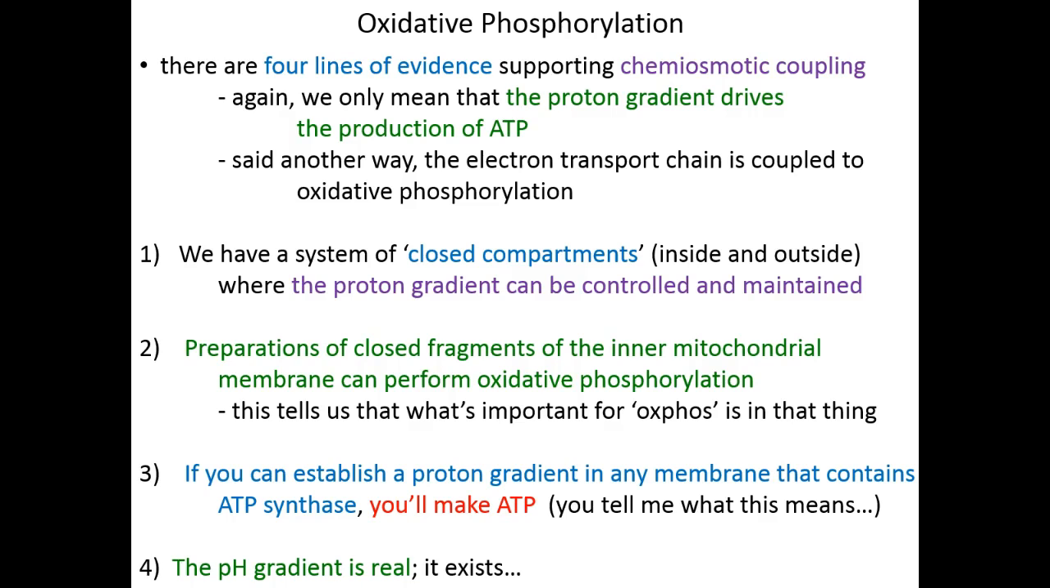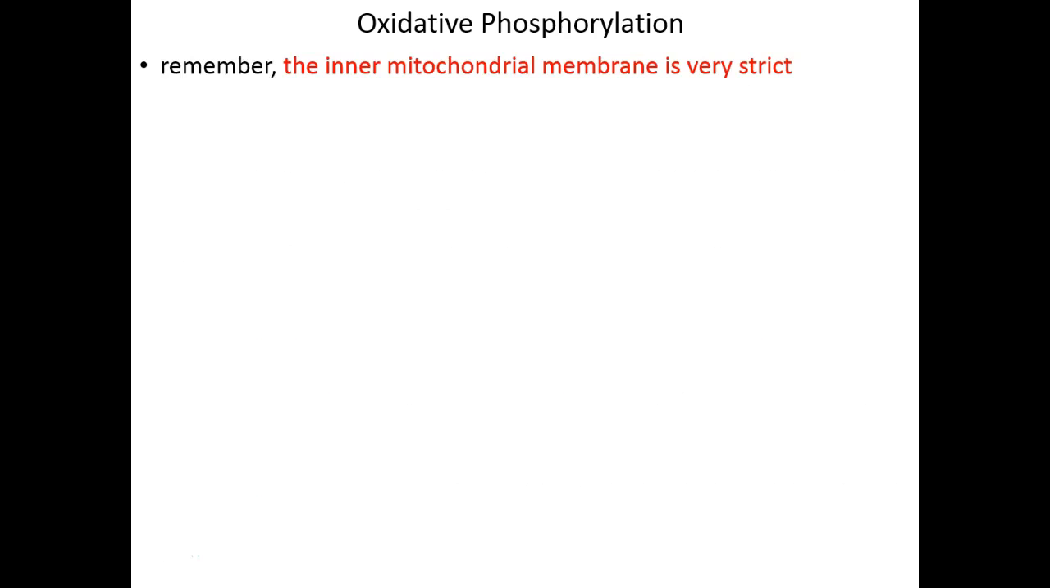And fourth, the fourth line of evidence that supports chemiosmotic coupling, there is indeed a pH gradient in mitochondria. We have developed the technology to physically measure the pH of the inner mitochondrial space and the mitochondrial matrix. And indeed, the inner mitochondrial space is far more acidic, which means a much higher proton gradient than the mitochondrial matrix. So there is a pH gradient in these organelles. It's real and it exists.